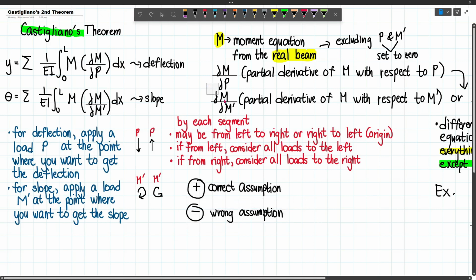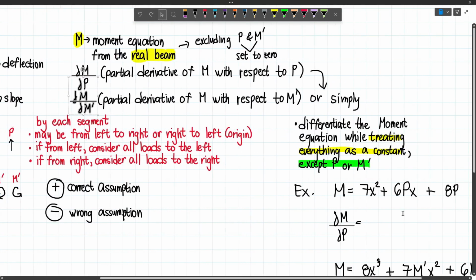Now sir, ano tong partial derivative? Baka kasi nakalimutan nyo na. So, I will just explain this dito. We will simply differentiate the moment equation while treating everything as a constant, except for P or M prime. Kasi ito yung variable that we are differentiating. Itong P, saka itong M prime.